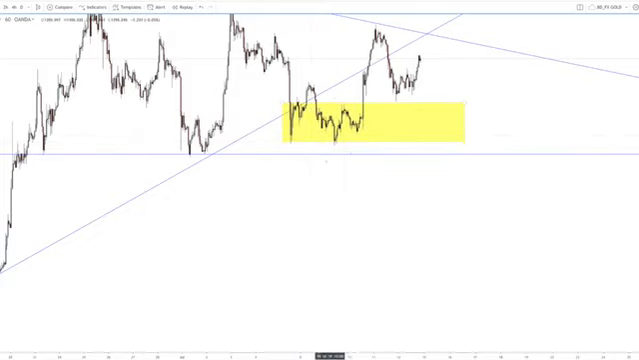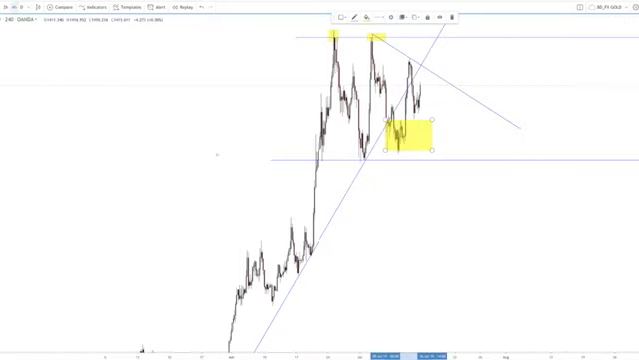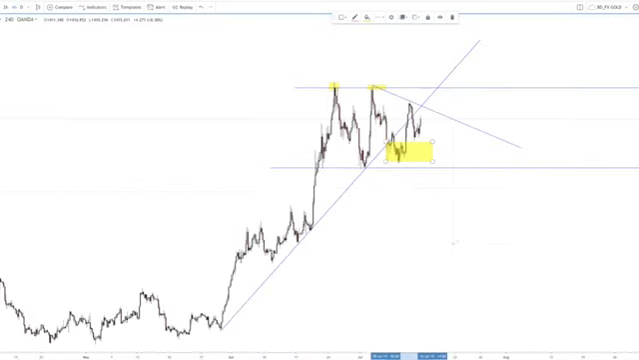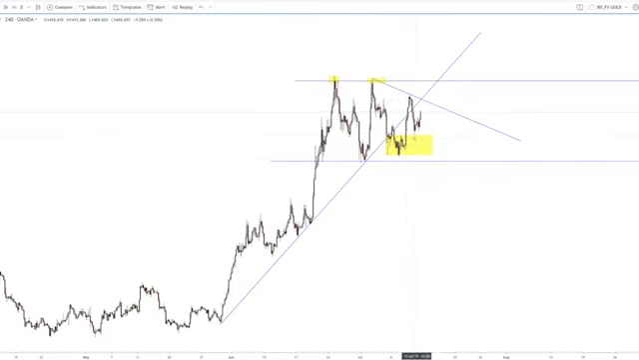Should we break and close strongly below this level, then this pair would start to fall and decline further. But we rejected that level, that initial breakout level of the trend line, which you can see here. Rejected that level one more time, and then we push up higher, and we're looking to make new highs.